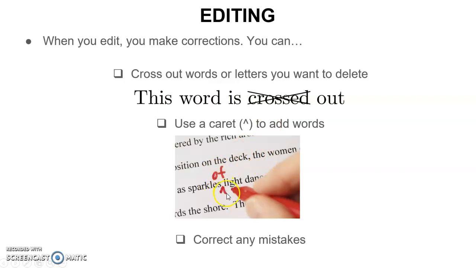The missing word in this part is "of." So every time you guys see a caret in your writings, in your paragraphs, that is the meaning, that there's a word that is missing and that I want you to add another word. And then when you edit, you correct any other mistake.